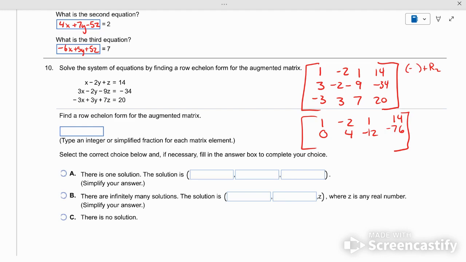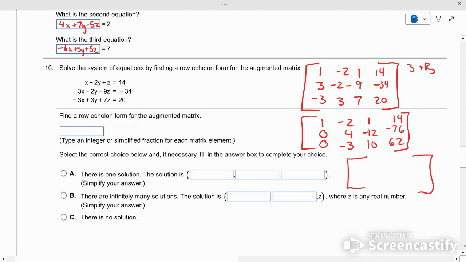Now we're going to take this times a positive 3 and add it to row 3. So we're going to get 0 here. We're going to get negative 6 plus 3, which is negative 3. We're going to get 3 plus 7, which is 10. And we're going to have 42 plus 20, which is 62, right? So far, so good?